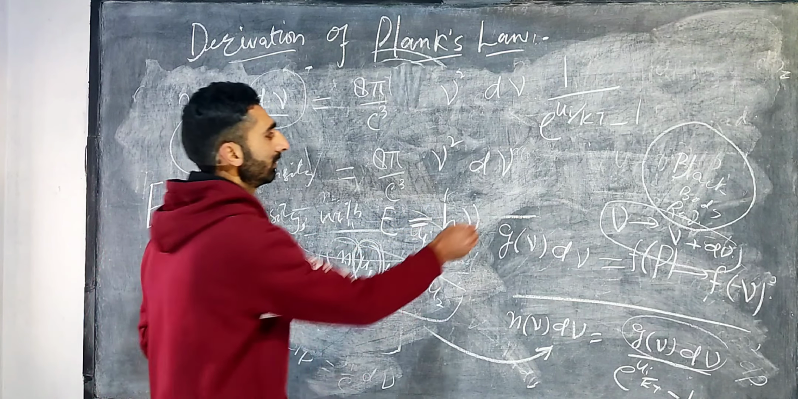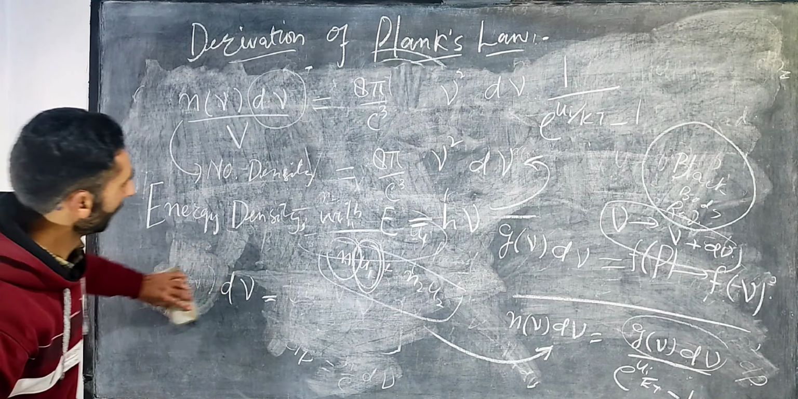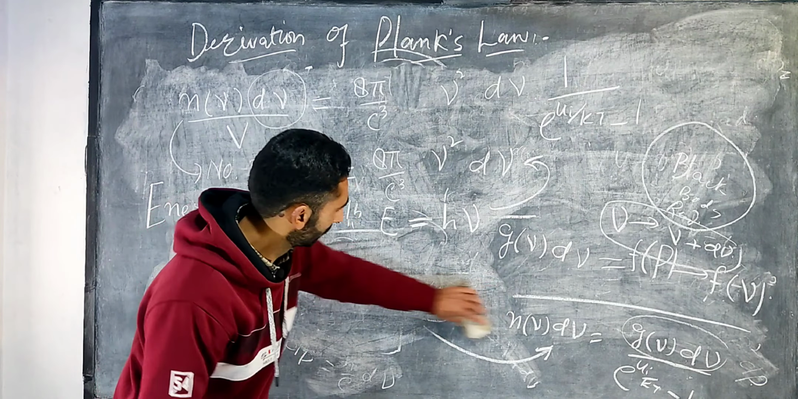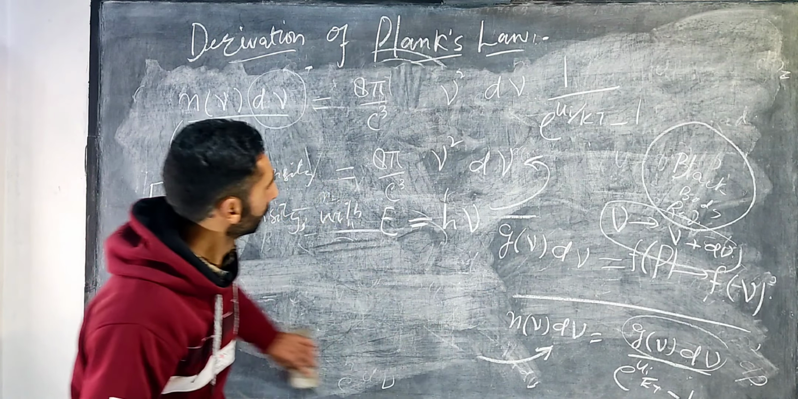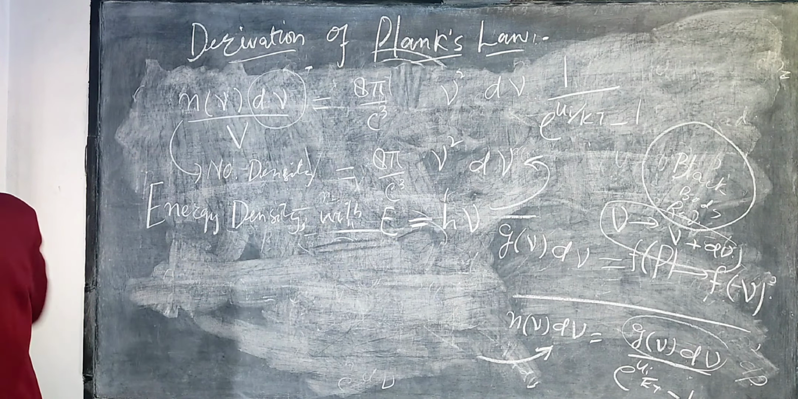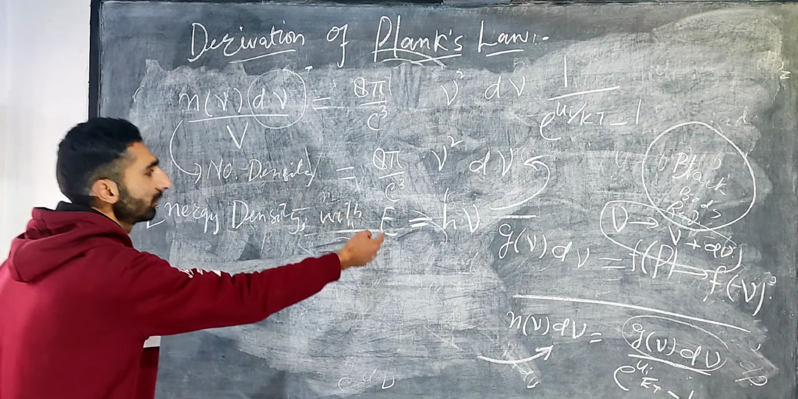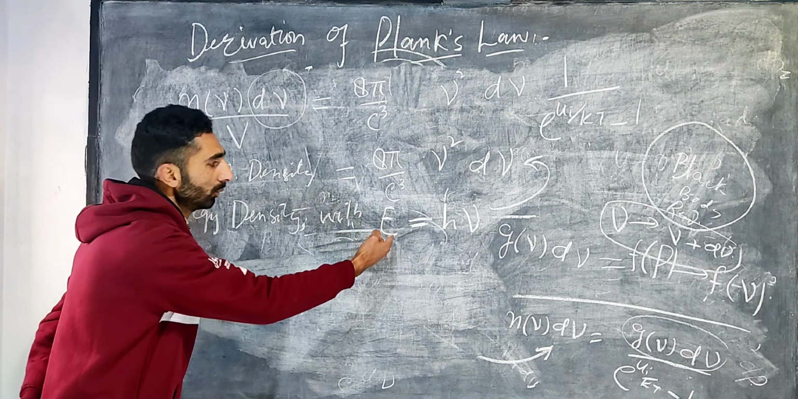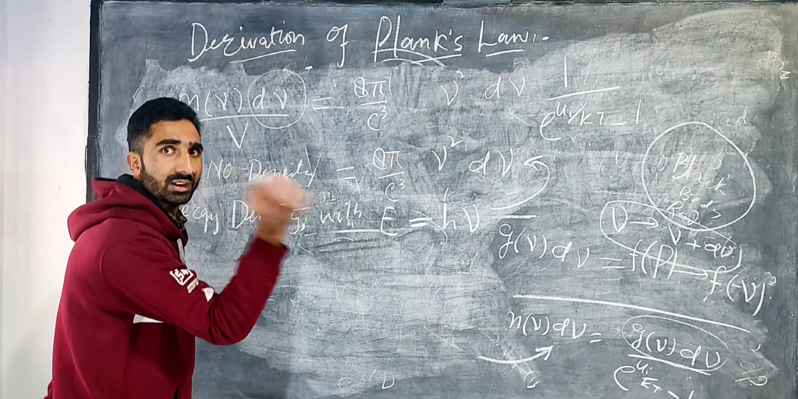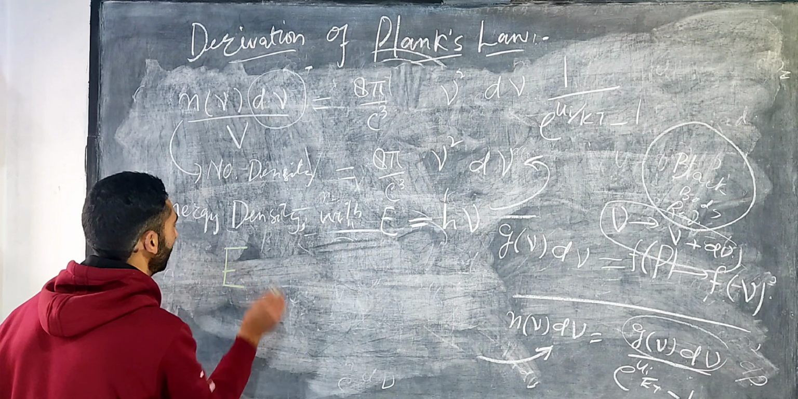So multiplying this to this equation, what will be the result? The result will be here. This is the number density. Till now we are getting the number density. When we multiply this number density with the energy of that state, we'll get the energy density.